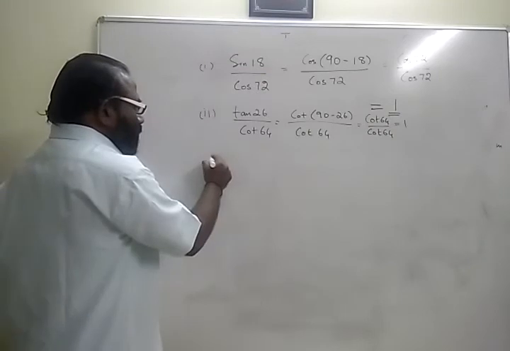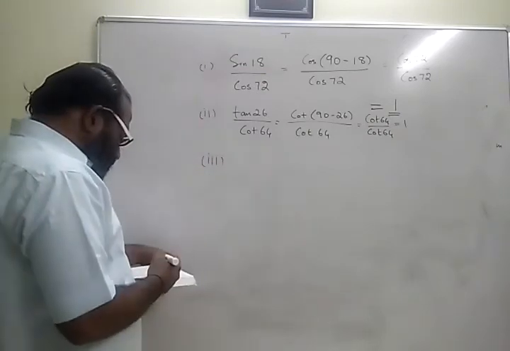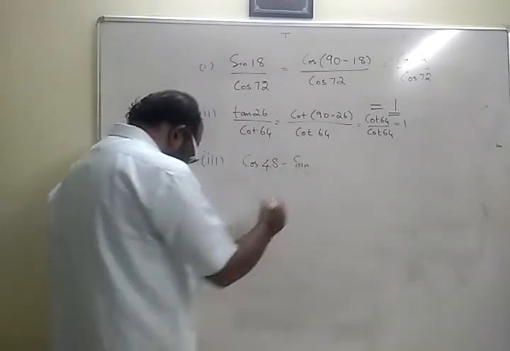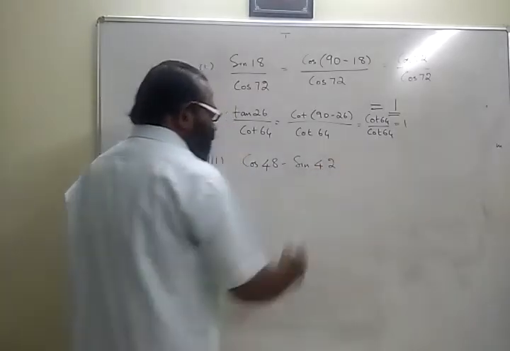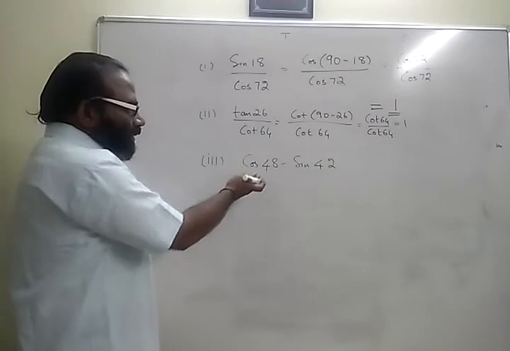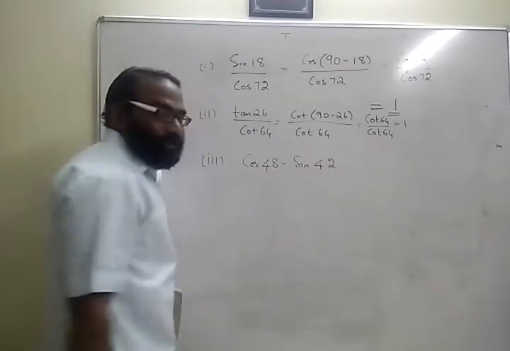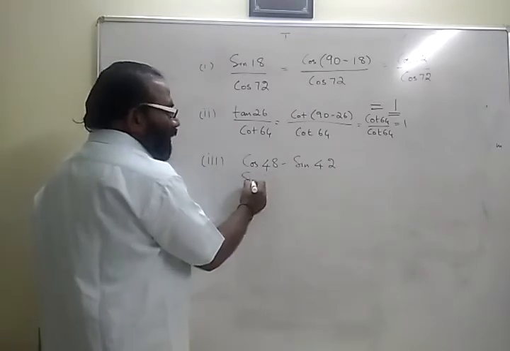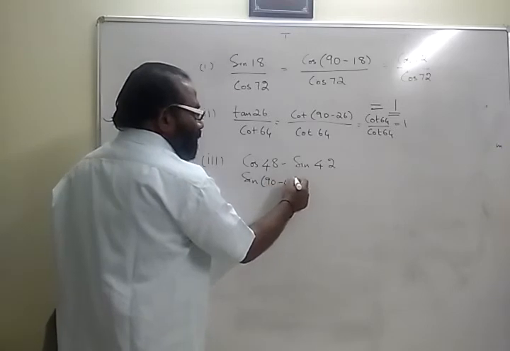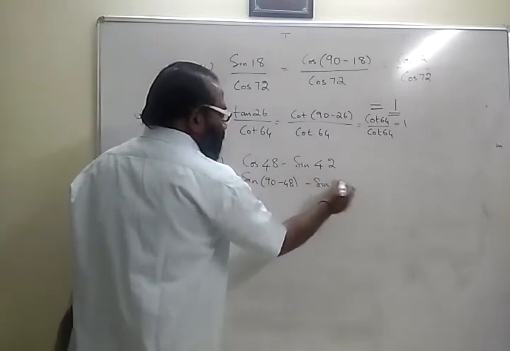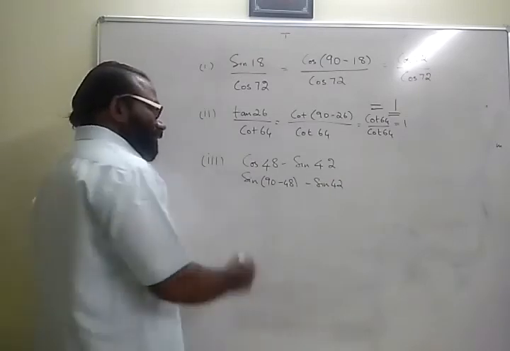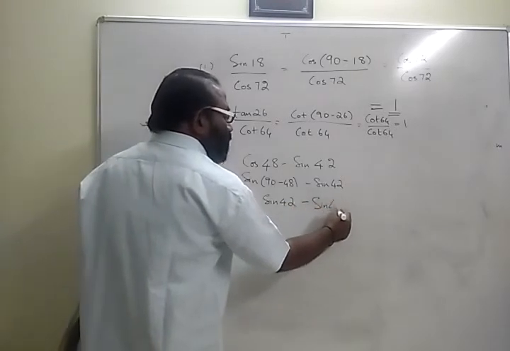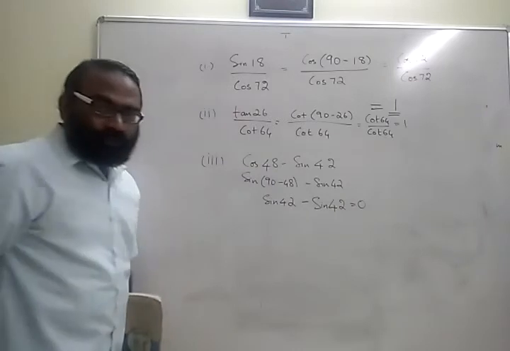Now the third one, cos 48 minus sin 42. So let me take any one of these, and before that, see, 48 plus 42 is 90. So cos 48, if I change it to sin, it is sin 90 minus 48 minus sin 42. So sin 90 minus 48 is sin 42. So sin 42 minus sin 42, which is equal to 0.